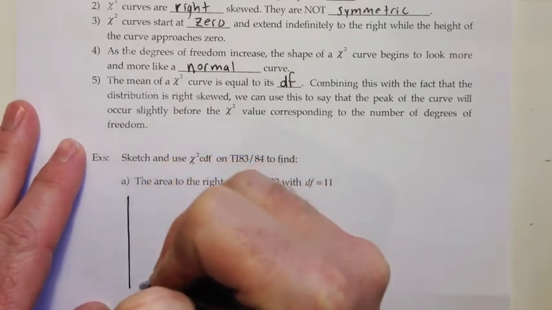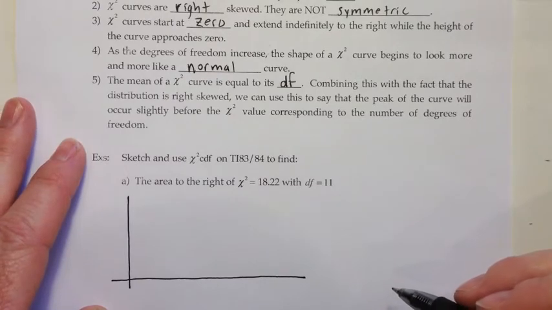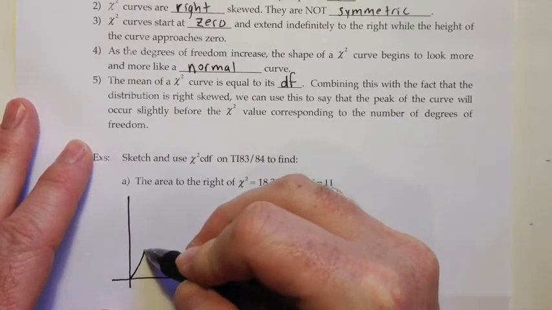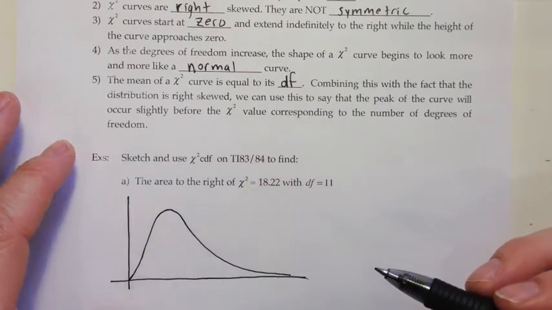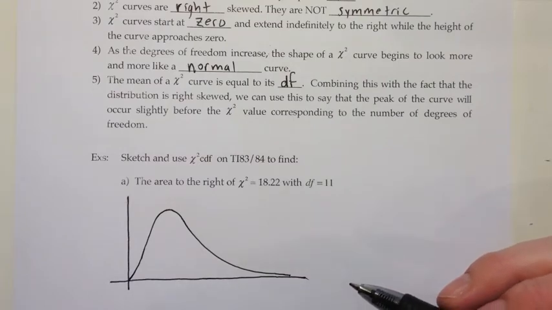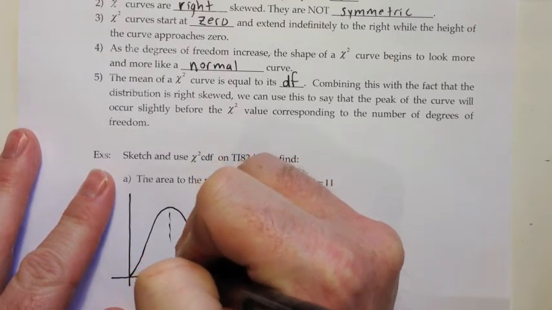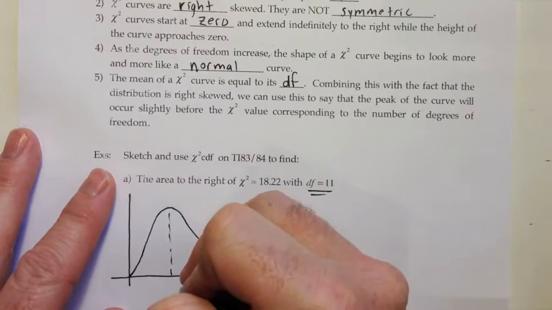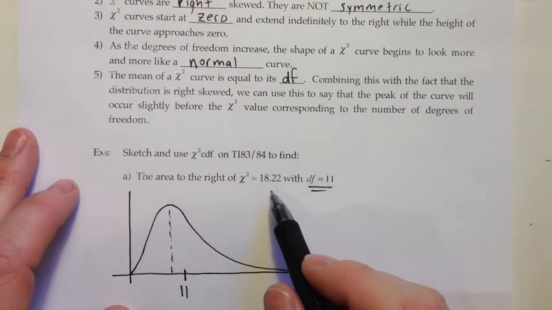When I'm asked to sketch one of these, I start off by drawing both a vertical and a horizontal axis, and then I start at the intersection of those. I go up fast and down slow to make a right-skewed shape, and I don't worry about how right-skewed it looks. I basically draw the same shape regardless of the df, and then I drop down from the peak, and then I move just a little bit to the right, and that would be the df, which in this case is 11.